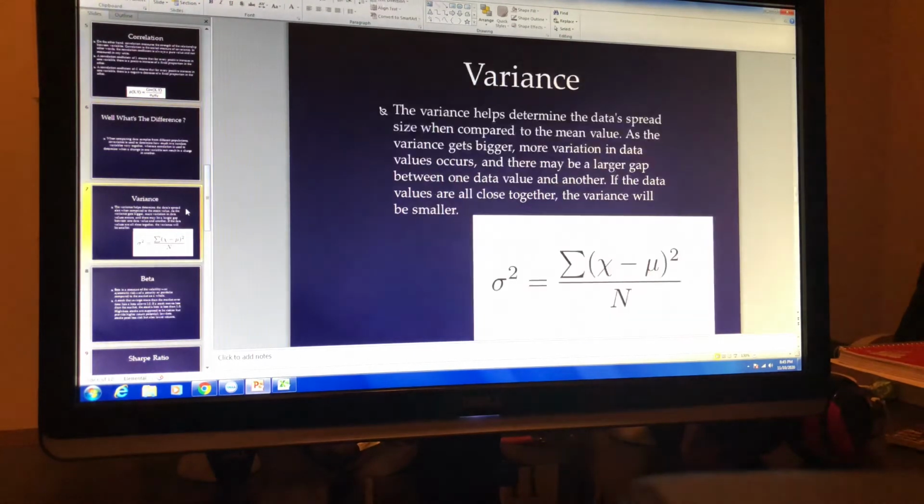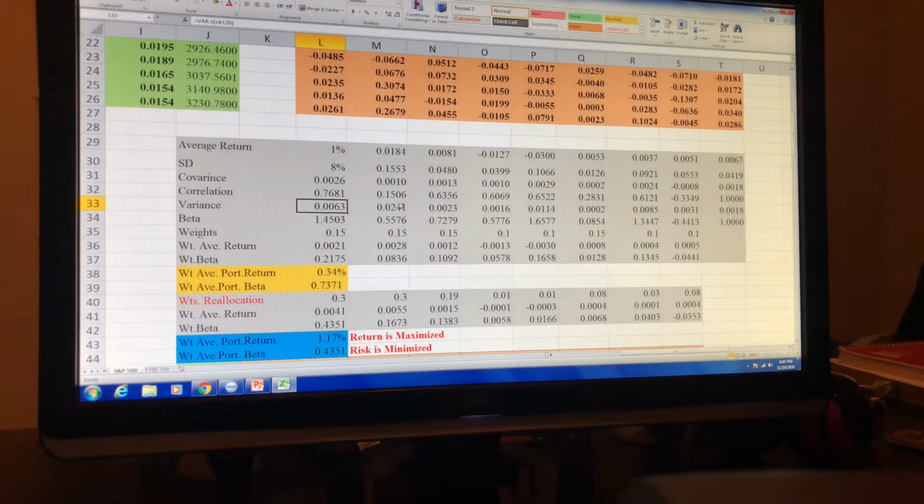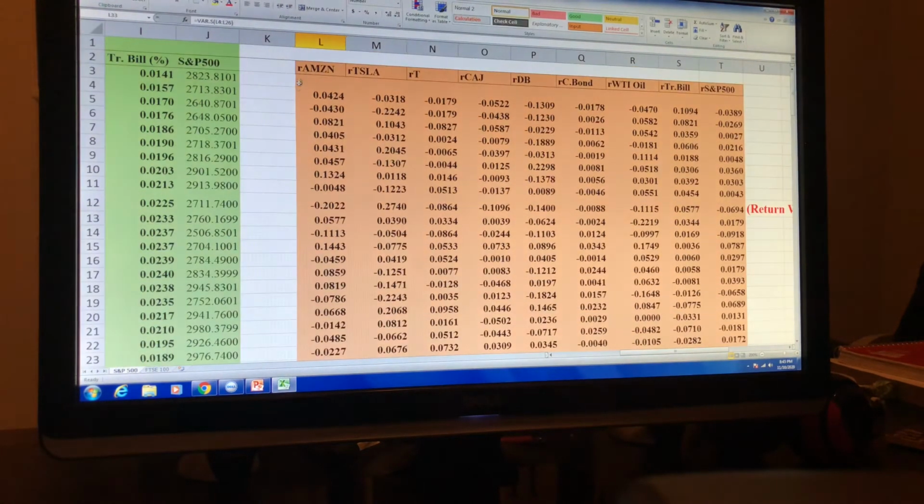And the variance, which is the next topic, I just want to highlight this. The variance helps determine the data spread size when comparing the mean value. As the variance gets bigger, the variation in the data values occurs, and there may be a larger gap between one data value and another. If the data values are close together, the variance will be smaller. So if we go back, the variances are really small except for some of them where it has 0.02%, but most of them are pretty small in terms of the values varying from each other.